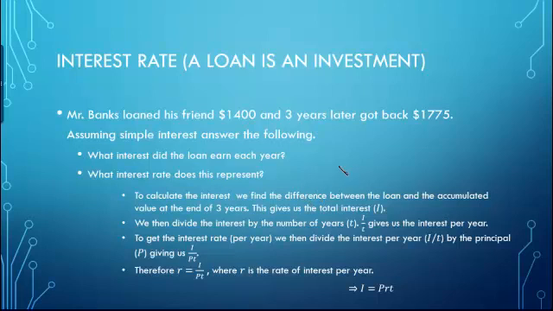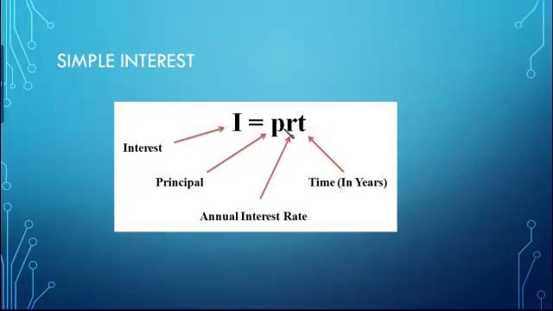So let's take a look at this again. What we did is first we found the difference between the loan and the accumulated value. And that gave us the total interest. Then we needed to find the interest per year. So we divided that by the number of years, which is given as t. So that's I over t. And then of course once we get this, we take this and divide it by the principal. So in other words then, the annual interest rate is the interest divided by the principal divided by the time, the number of years. Of course we can write this like this if you prefer, which is what we have here. The interest is equal to the principal times the annual interest rate times the time in years.